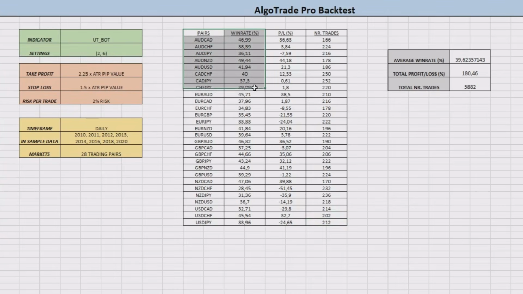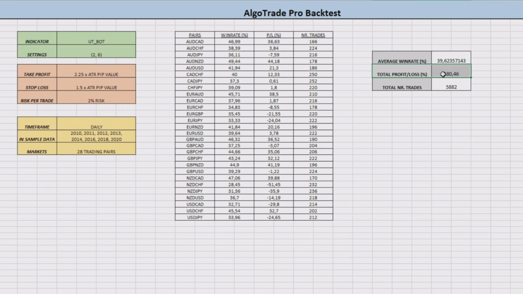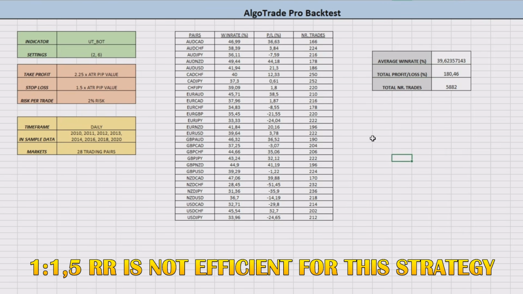Here are the new backtest results using the risk reward of 1 to 1.5. In the same sample, the number of trades was the same as expected, the win rate was 39.62%, and the profit increased to 180.46%.